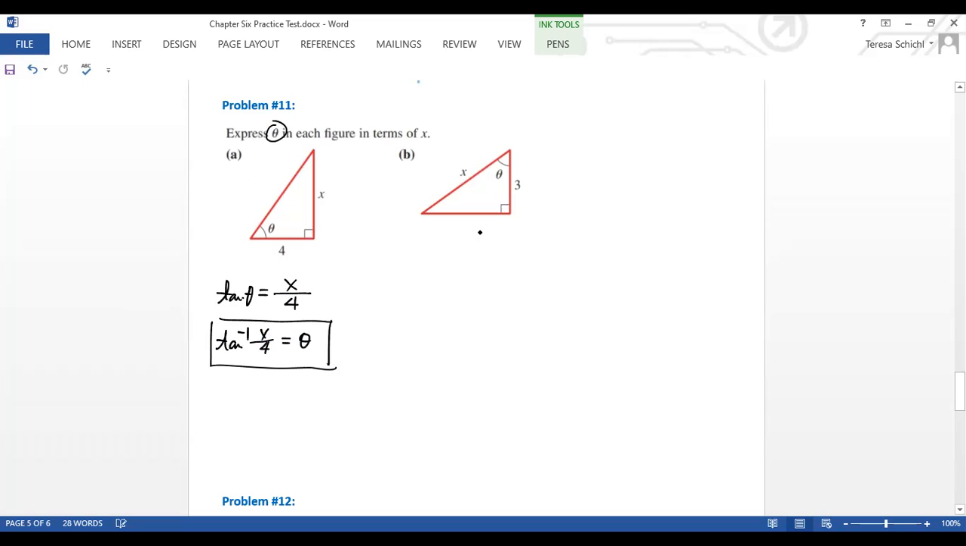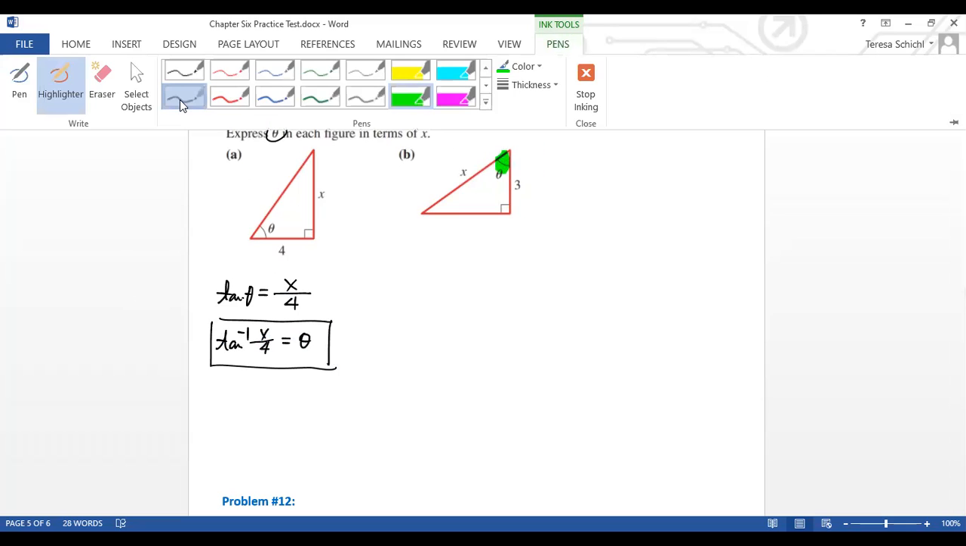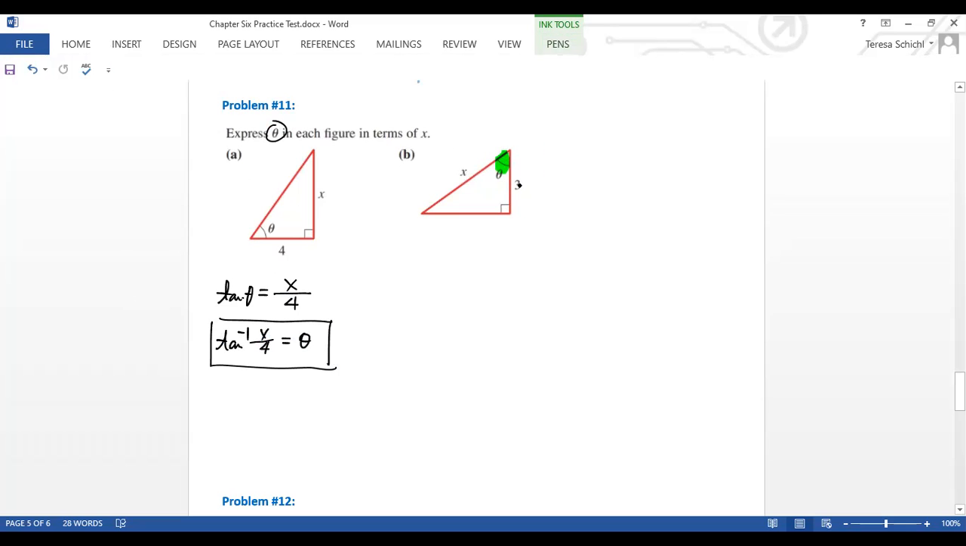Okay, now for this one here, theta is over here, right? And then I have x and 3. So the 3 is the adjacent side, correct? Adjacent side to this green angle. And so I can say cosine theta is equal to 3 over x here. So then I can take the arc cosine. So I can say theta is just arc cosine of 3 over 6. Okay, so it's pretty easy also.